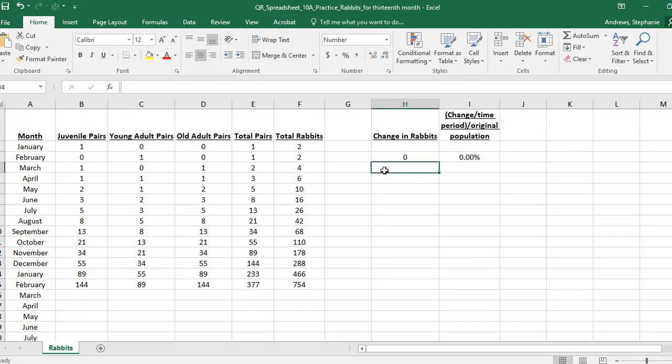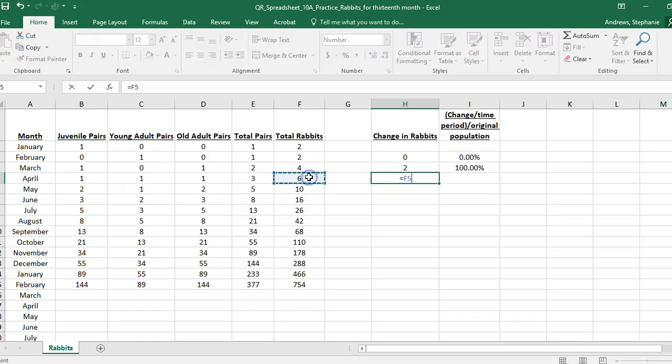Let's see if we can find a pattern. Remember, we're taking this month, the ending month, and subtracting the beginning month. We get 2. And when we go over here to this change, it's that change, which is just for 1 month. So I'm going to do 2 divided by 1 to indicate the 1 month, and divide it by the original population. Well, no pattern yet. Let's do it again.